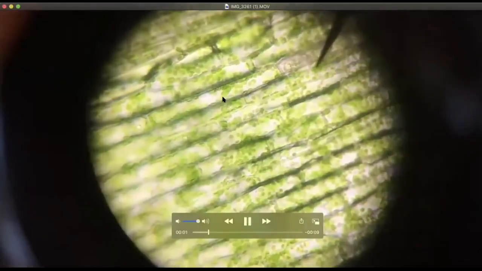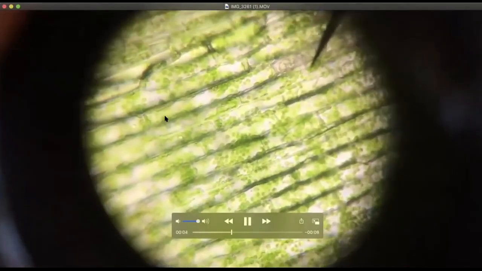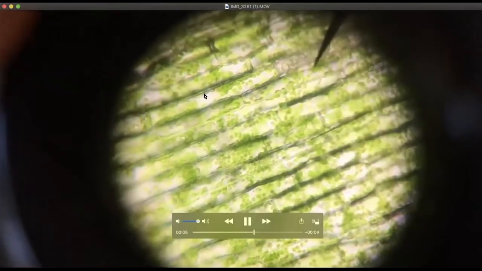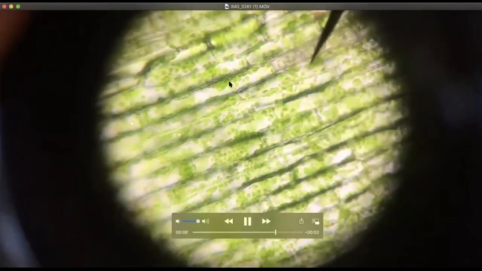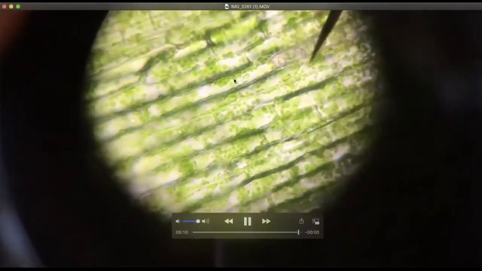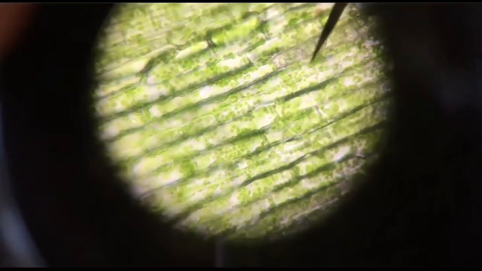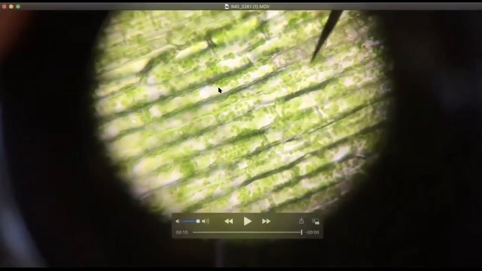Here you're able to see these chloroplasts moving around in the cytoplasm. This is called cytoplasmic streaming. And chloroplasts do this because they don't want to get too much light that would burn the chlorophyll up in them and they wouldn't be able to do their job anymore. So chloroplasts are able to move around inside of a cell in order to prevent getting too much light.